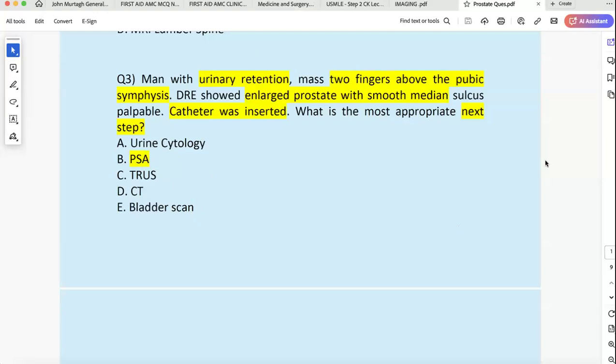Very good question. So any time we insert a catheter, our next step is to send the urine for microscopy. So they haven't given the microscopy option. If there was a microscopy option, then that would be our next step. In BPH, it will be a symmetrically enlarged prostate with median sulcus palpable.